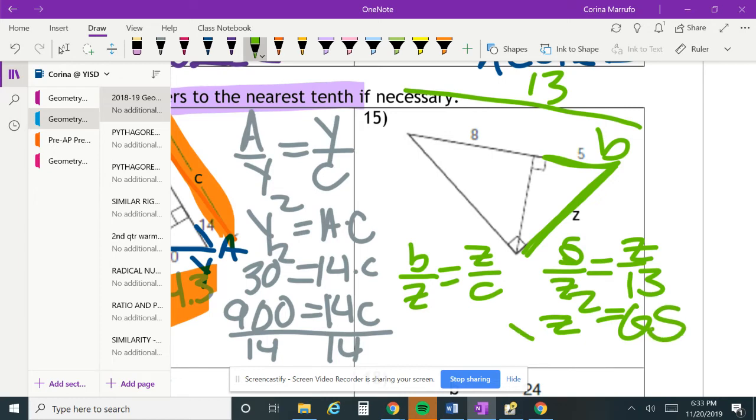And then we take the square root and we get Z equals the square root of 65, which is 8.1.